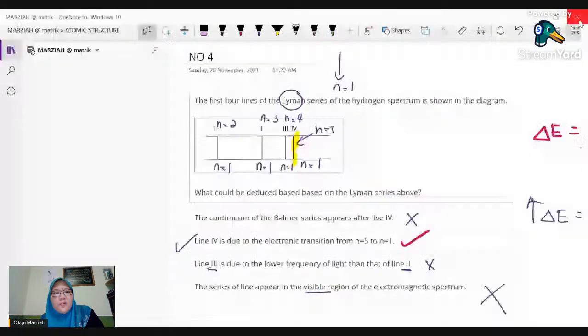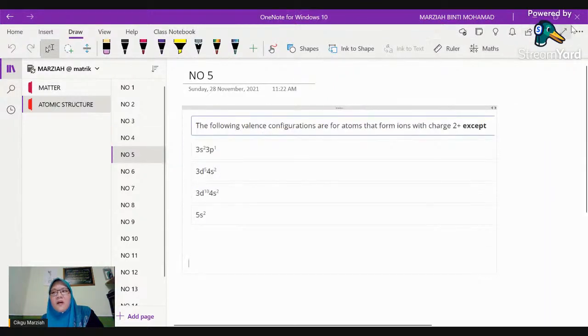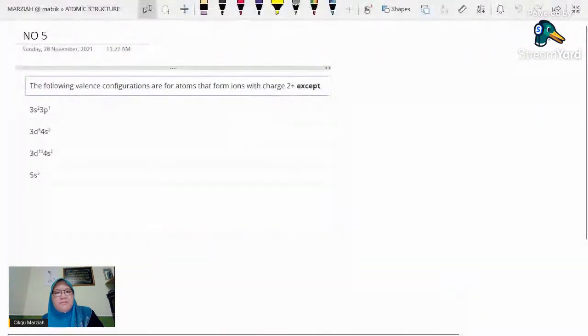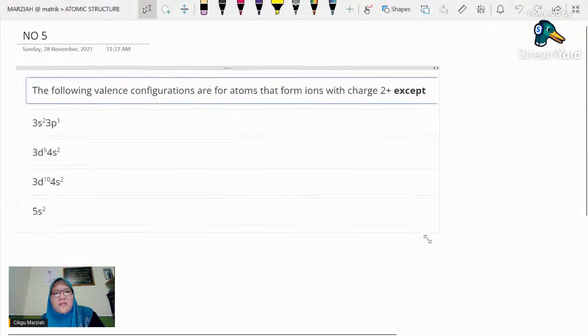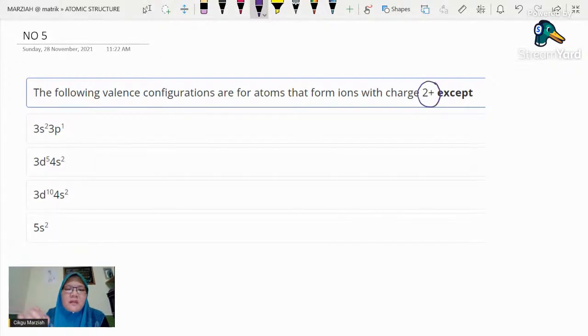And then we move to question number 5. Okay, macam mana kita nak buat number 5 ni? So, how to answer this question? Okay. Nampak tak saya punya tu? Okay. Saya enlarge dulu ya. So, dia kata the following valence configuration are for atom that form ion with the charge positive 2 except. Okay. Maknanya bila dia buang 2 positif, ion dia stable lah.